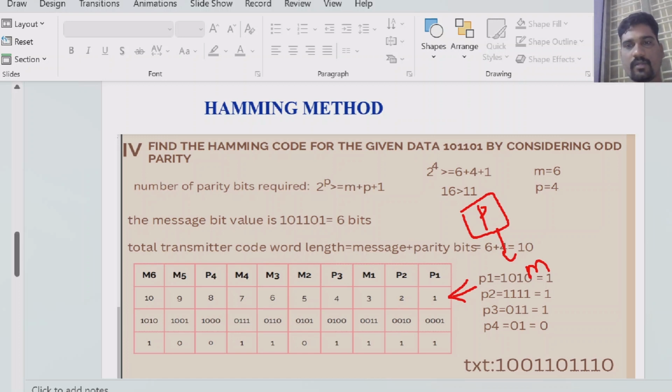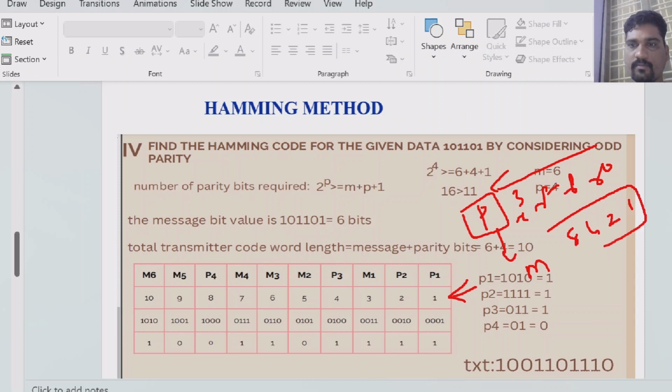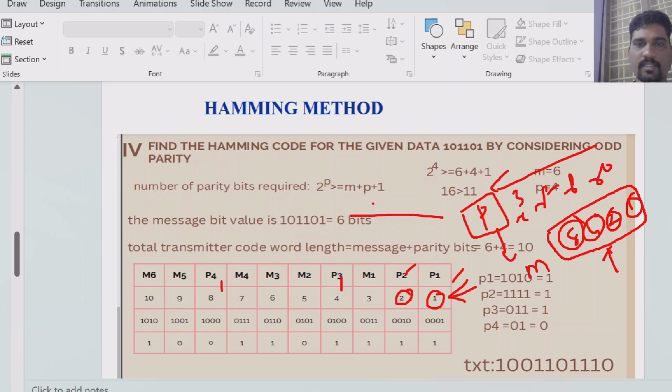So to locate the parity bits, we use the binary format: R power 0, R power 1, R power 2, R power 3, and so on. So in binary, that means 1, 2, 4, 8. These are the locations where we need to insert the parity bit values. For the first location, we insert P1. Second location, it is nothing but P2. Then the fourth location, P3. Then the eighth location, P4.